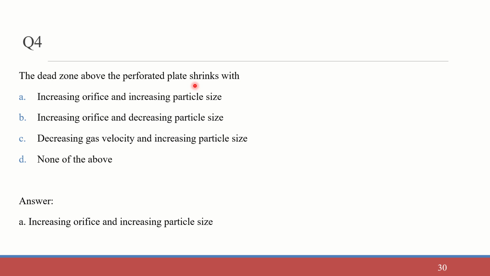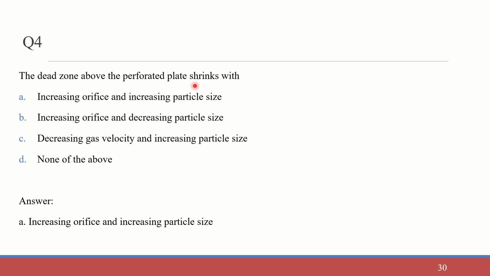A dead zone is where we cannot access the movement of the solids; the particles will be stagnant in those zones. So it is not preferable to have dead zones inside the fluidized bed. What can we do to minimize or shrink the dead zones? We can increase the orifice size. When we increase the orifice size, the zone where the particles would lay stagnant is minimized. Similarly, with increasing particle size, the stagnant zone is also minimized.